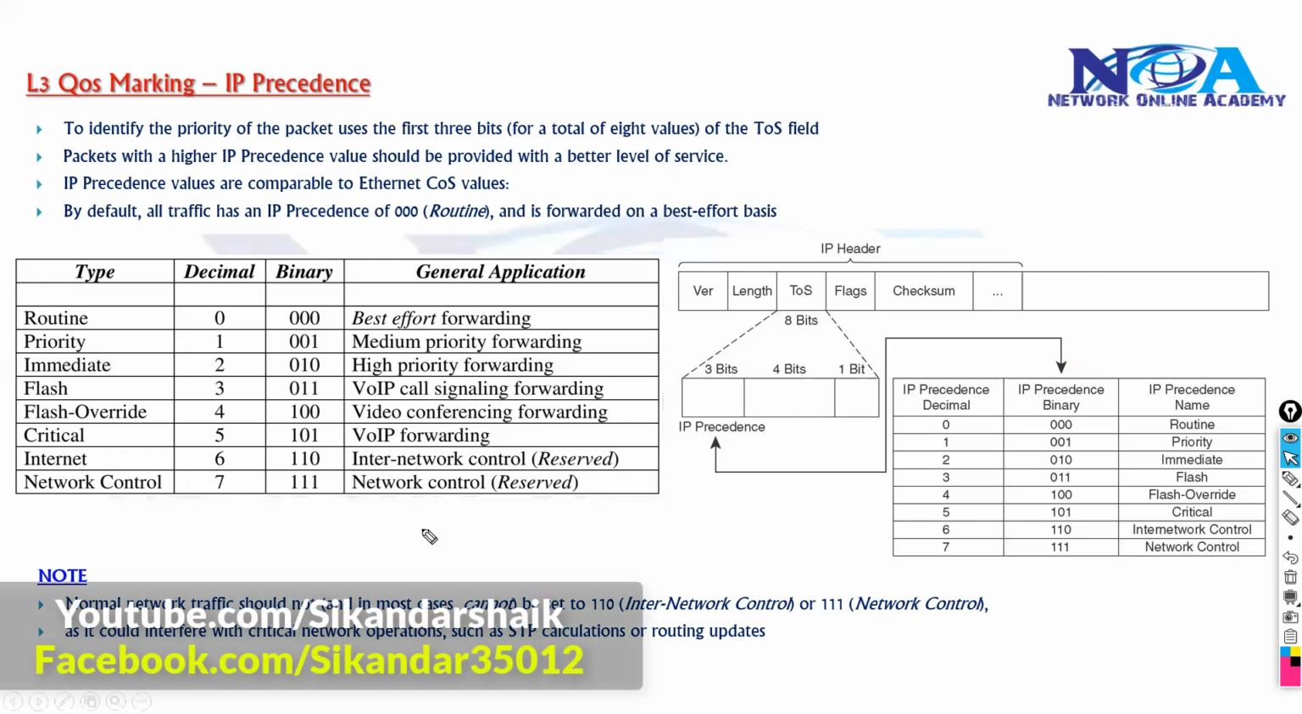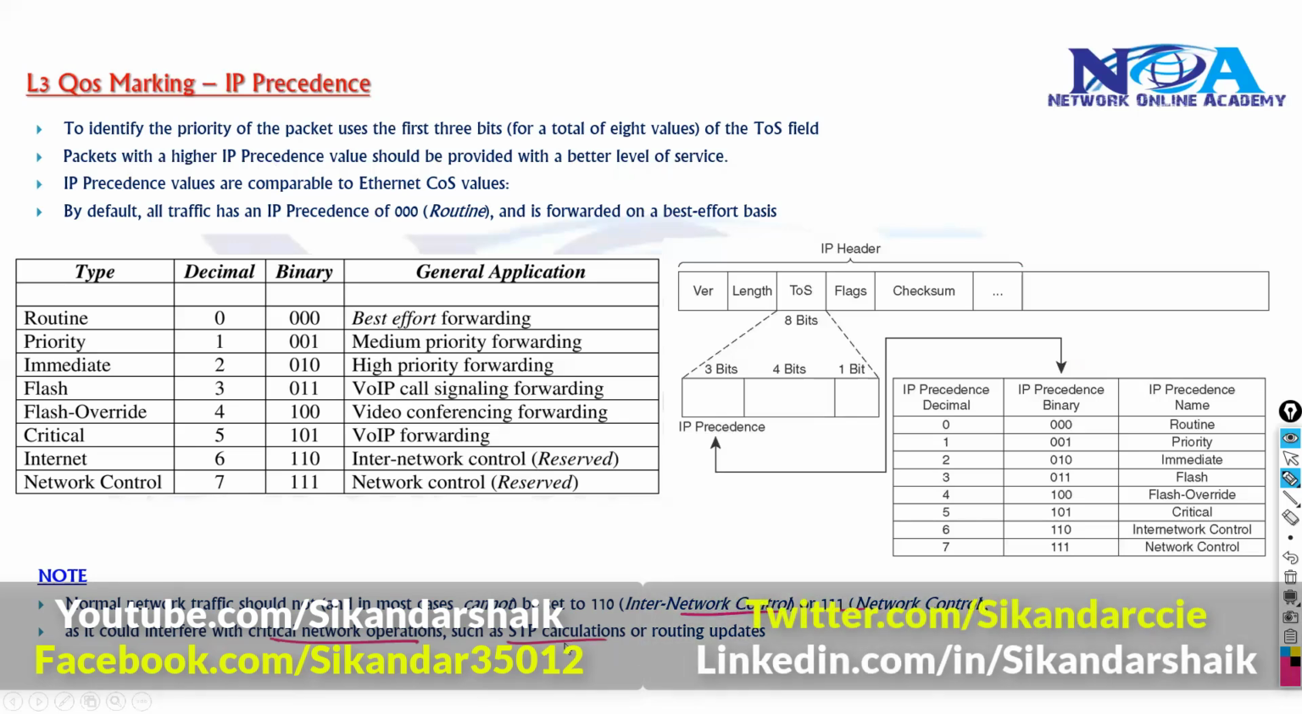Again, as I said, these last numbers we use for control. For critical information like STP or routing protocols, we use 6 and 7.